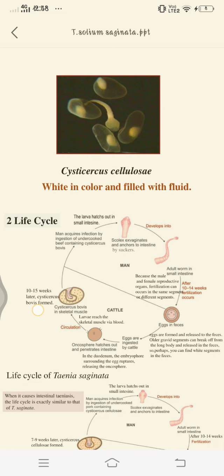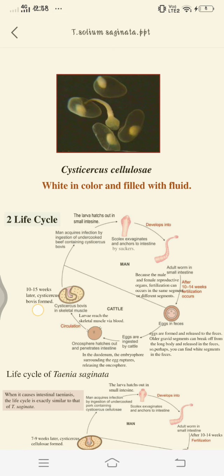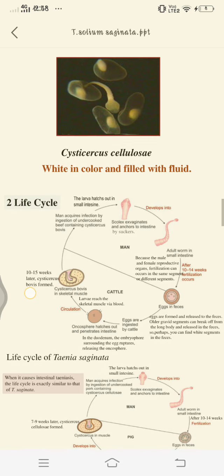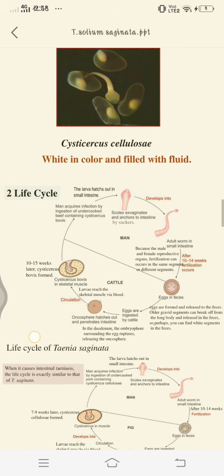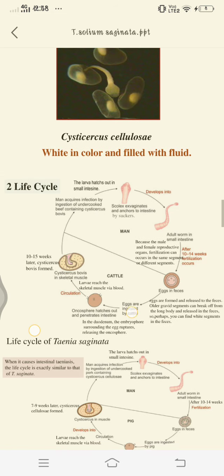Older gravid segments can break off from the long body and be released in the feces. Why only gravid segments? Because if you remember, only gravid segments have the uterus, so only there is a chance to form eggs in this species. And so perhaps you can find white segments in the feces. Even with our naked eye, we can see the feces with white segments, and these eggs are ingested by cattle.